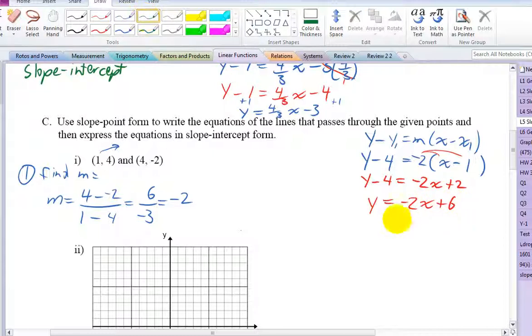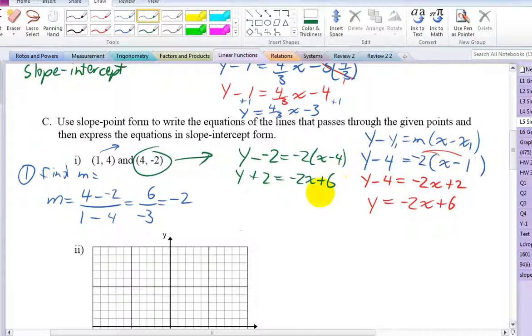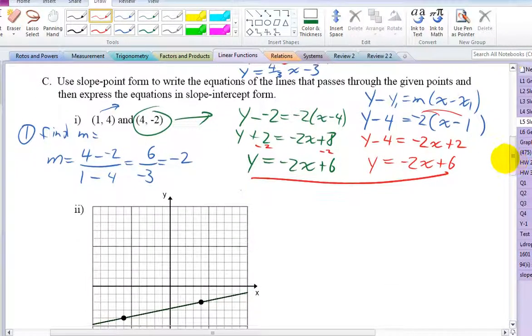Okay. Now you don't have to write this next part down, but y minus 2 equals negative 2(x minus 4). I'm going to choose this point and see what happens. y plus 2 equals negative 2x plus 8. And then I have to minus 2, negative 2x plus 6. So, guess what? Does it matter which point we use? Nope. They're both the same. Okay, both the same. Always works. Okay. All right, next question.